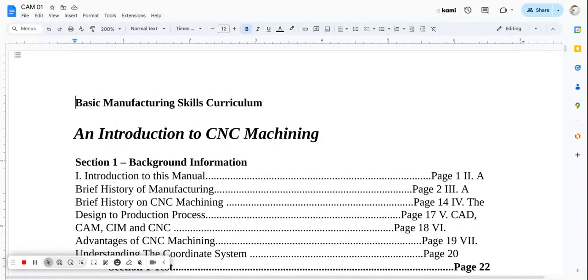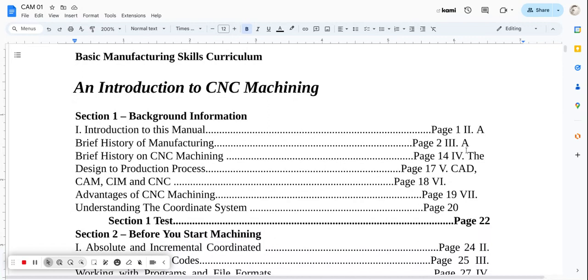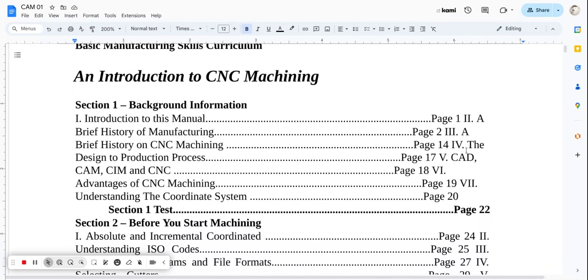Hello and welcome to the introduction, section 1 to CNC machining. This is the overview of the entire CNC text. We'll be only covering a portion of it, but this is the first portion.